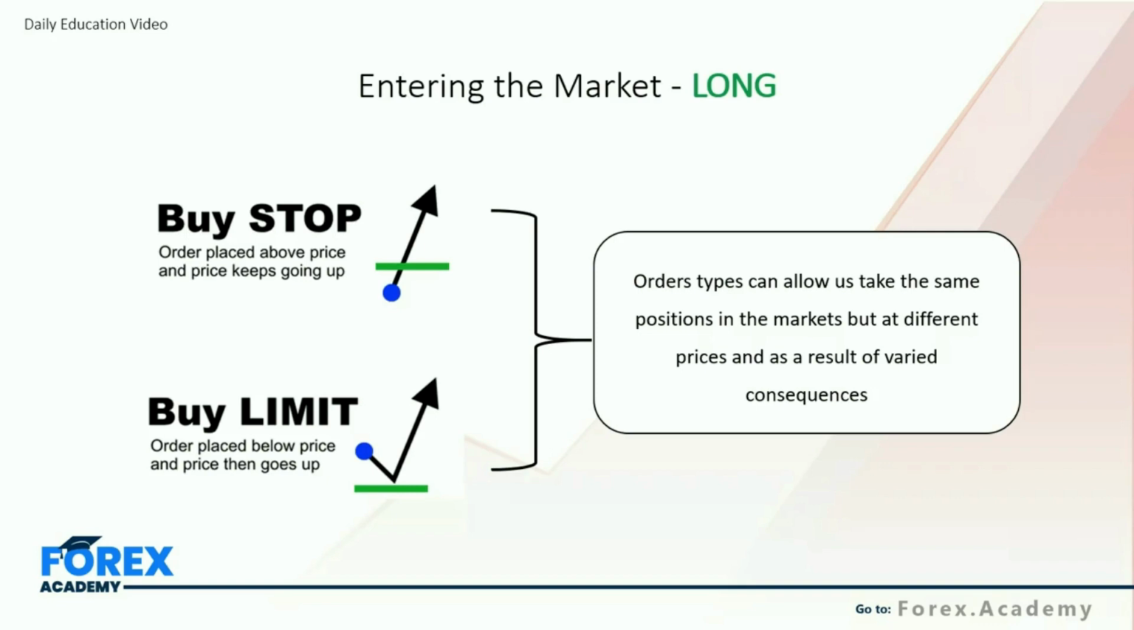The buy limit is, of course, when we decide to trade a market or place an order on the long side, but actually below the market price. So we're hoping that the market retraces and then executes our order so we can go long. So we place our order below price, the price moves down and then goes up, we execute that trade.